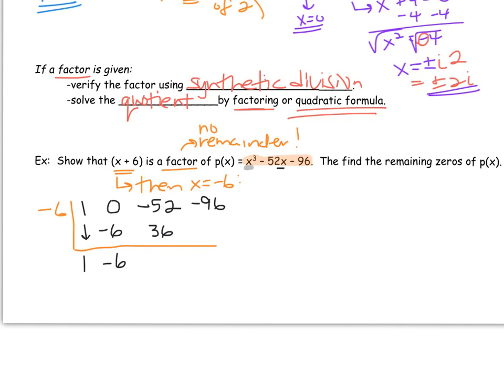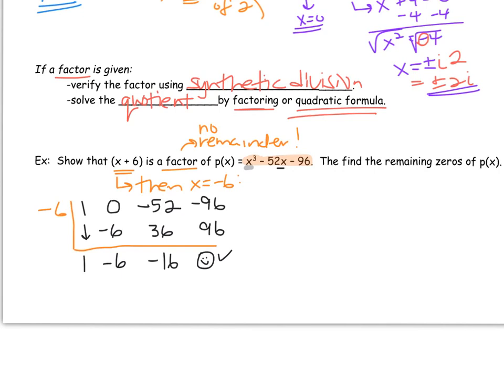Now remember, we're technically adding, so negative 52 plus 96, wow, try that again. Negative 52 plus 36 would be negative 16. And believe it or not, negative 16 times that negative 6 out on the left-hand side is positive 96. This means we get a remainder of 0. That verifies that x plus 6 is in fact a factor.